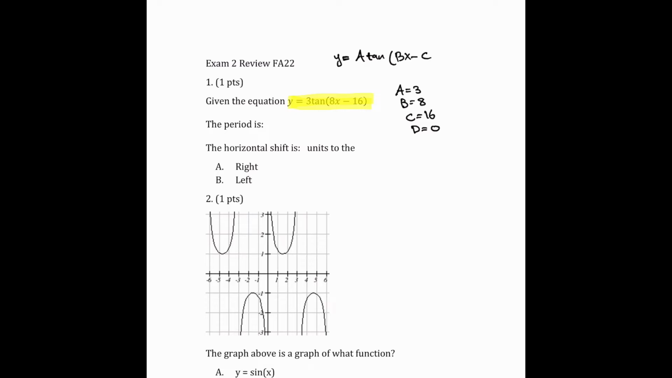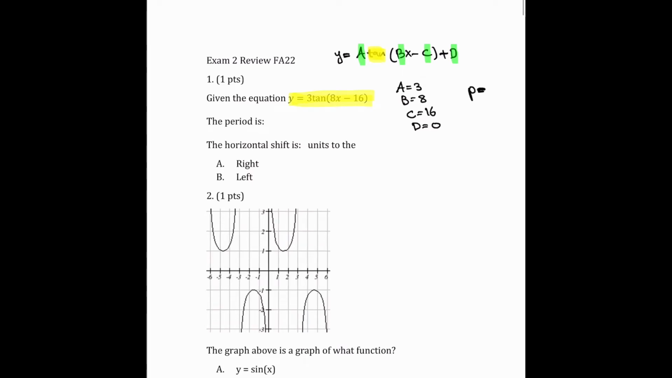I'm comparing this to the general formula, y equals A tangent bx minus c plus d. This trig function could be tangent, could be sine, could be cosine, could be secant, cosecant, cotangent. It could be anything. Now we know the period for tangent is equal to pi over b. So the period is equal to pi over 8. So in this case, the period is pi over 8.